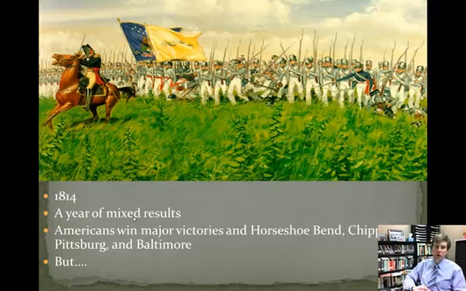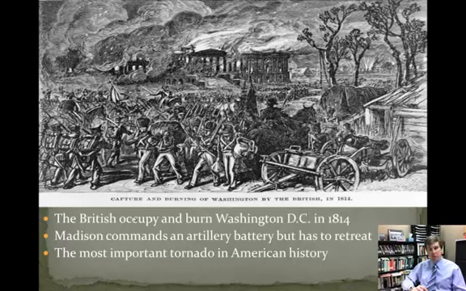So 1814 was a year of mixed results. You have Americans winning major victories at Horseshoe Bend, Chippewa, and Pittsburgh, and also Baltimore, but the British would occupy and burn Washington, D.C. in 1814. So it used to be thought that in the 19th century, if you occupy and burn the enemy capital, you win the war. Well, the United States didn't give up, but this is a major disaster.